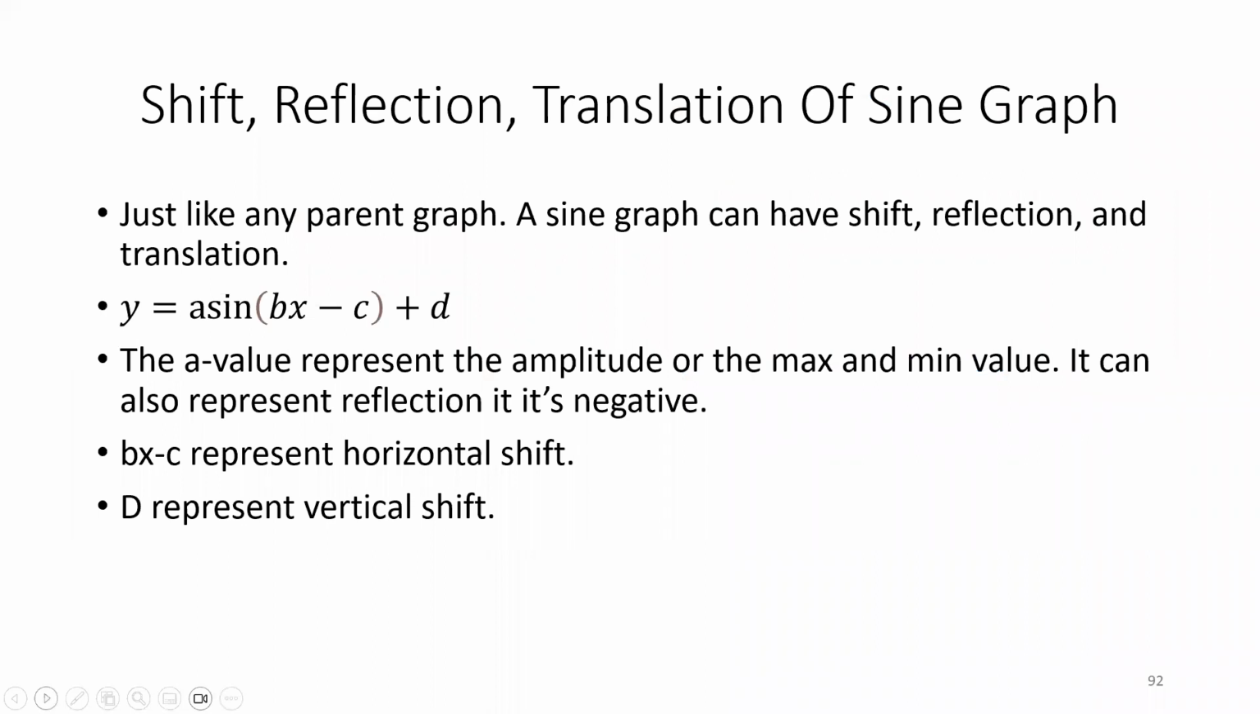Okay, so let's talk about shift, reflection, translation of a sine graph. Just like any parent graph, a sine graph can have shift, reflection, and translation. So the equation y equals a sine of bx plus d. The a value represents the amplitude, so that really helps with your max and min. It can also represent a reflection if it's negative. The bx minus c represents a horizontal shift, and then the d represents the vertical shift.